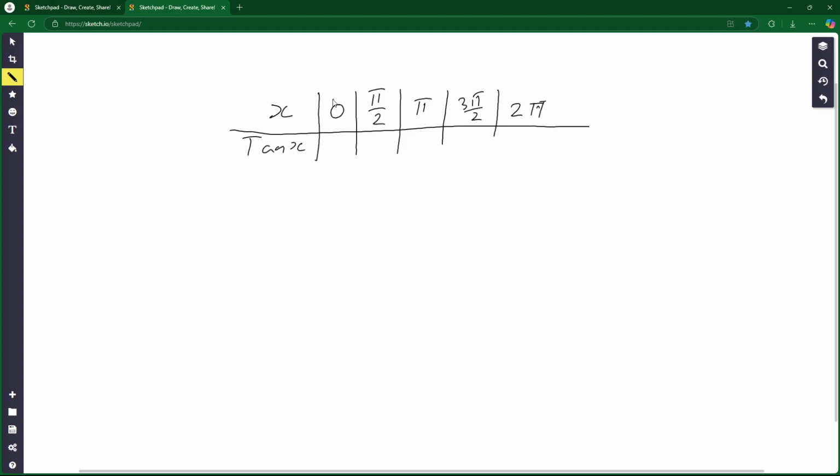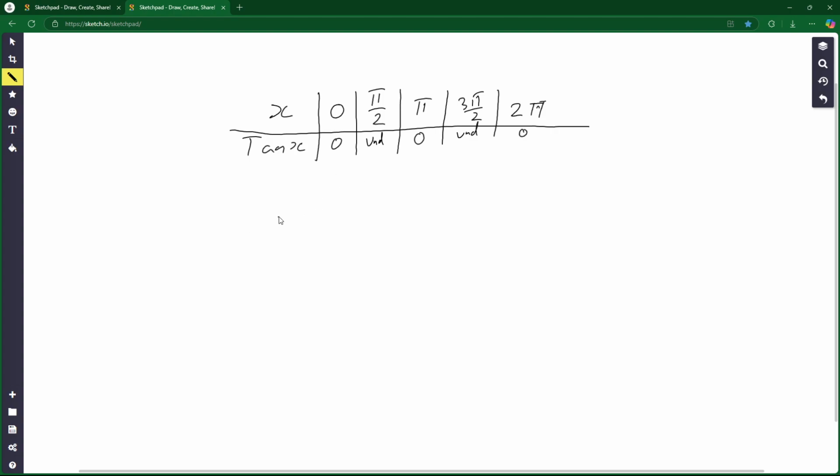Whenever x is equal to 0, tangent is just going to equal 0. Whenever it is pi over 2, which is 90 degrees, 180 divided by 2, it is going to be undefined. So we're going to have a vertical asymptote there. Whenever it's pi, it's just going to equal 0. When it's 3 pi over 2, it's going to be undefined. Again, there's another 90 degrees there. And whenever it's 2 pi, it's going to be 0.